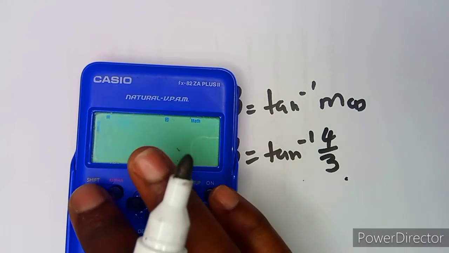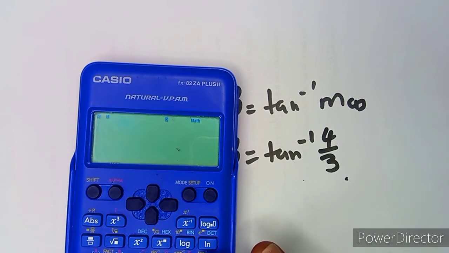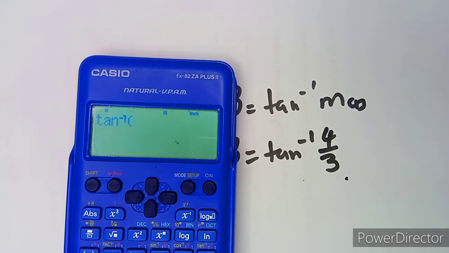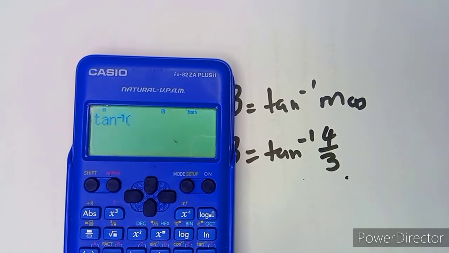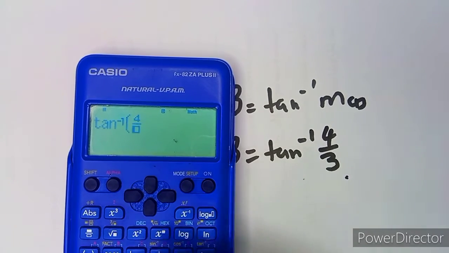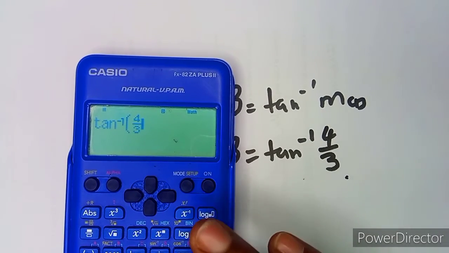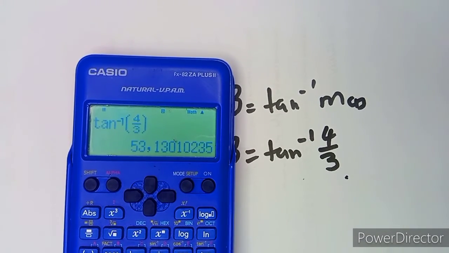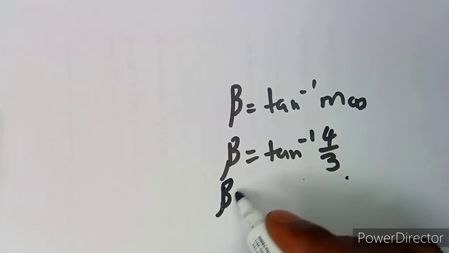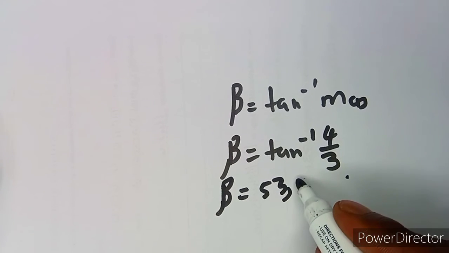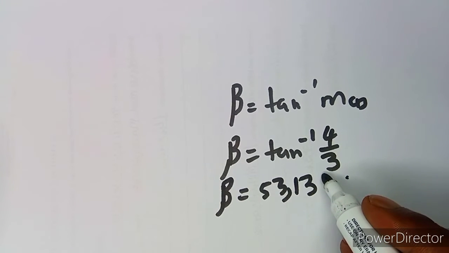Make sure that your calculator is in degrees. Arctan is shift, then tan. Okay, shift, then you press this tan. That is arctan. Then you put the fraction 4 over 3, then you can close that bracket. So you are going to obtain 53.130 and so forth. Okay, so this is your beta, the angle, which is 53.13 degrees.